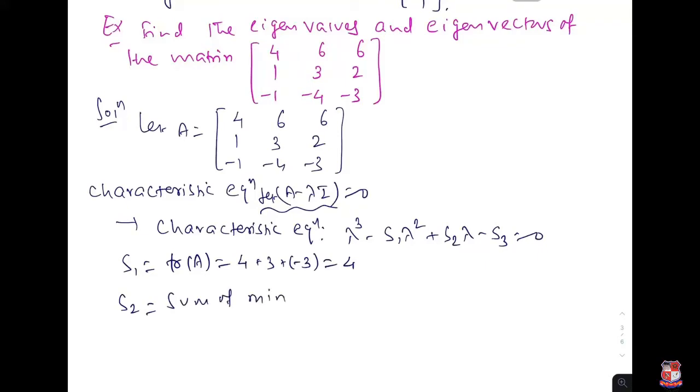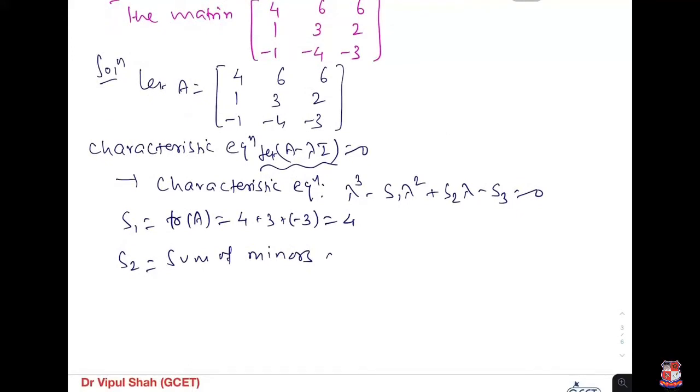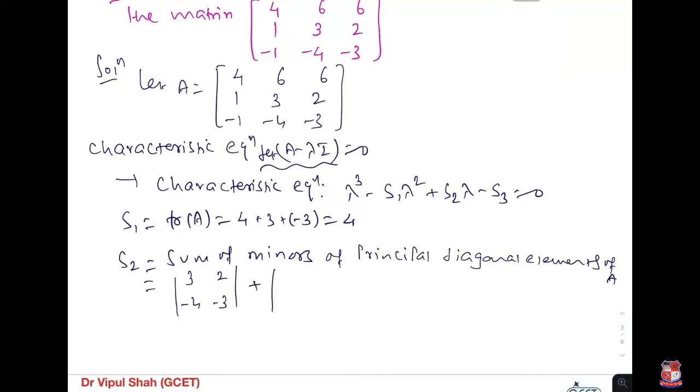S2 is nothing but the sum of minors of principal diagonal elements of A. And so now let us find the minor for, say, 4. For 4, the principal diagonal element, you have to just hide the first column, first row. These are the 4 elements we are having, and we need to find its determinant. So that is the minor of 4. So that is 3, 2, minus 4, minus 3.